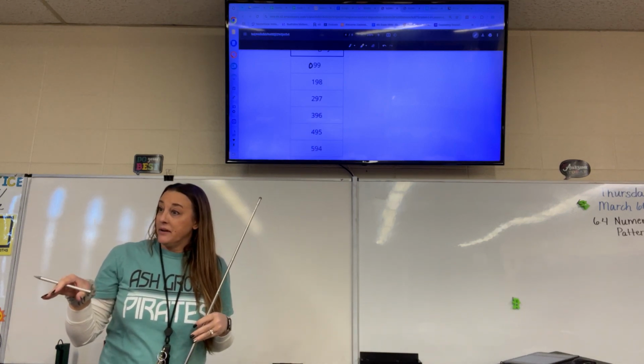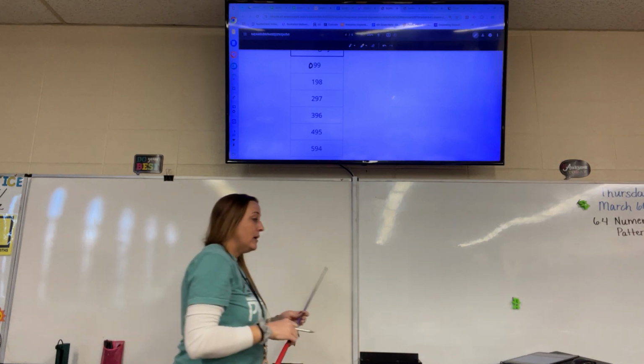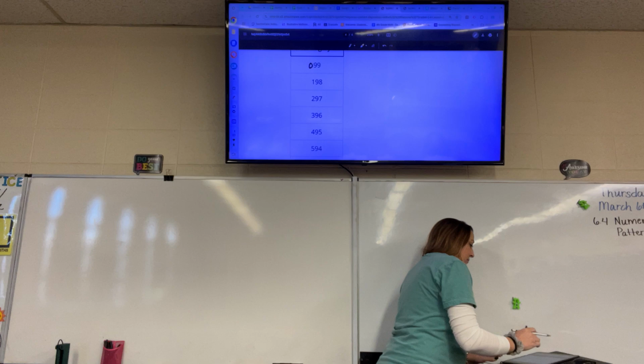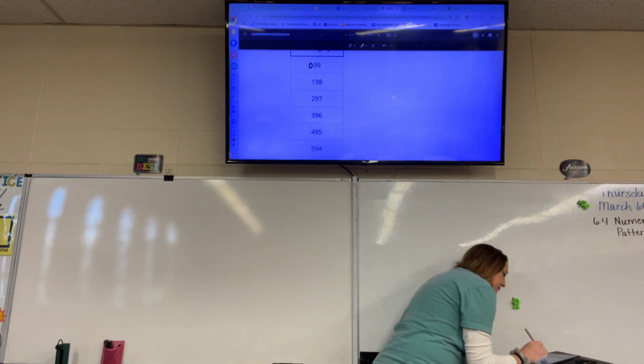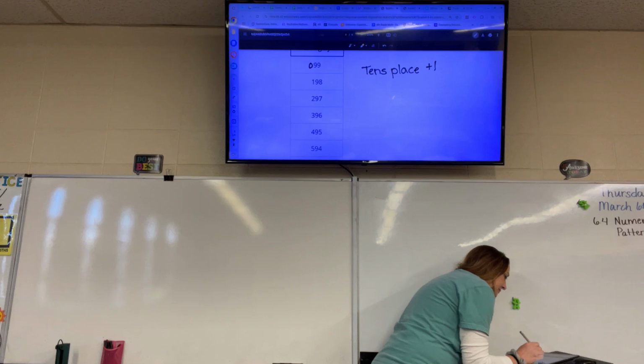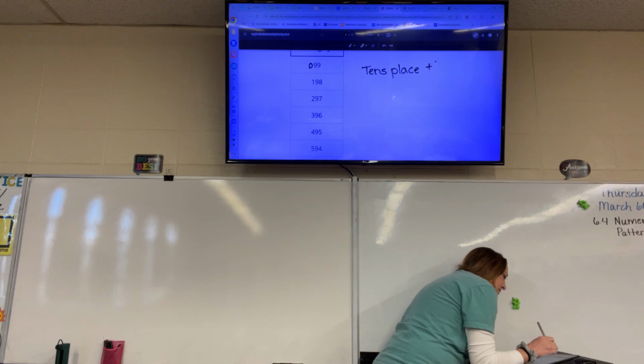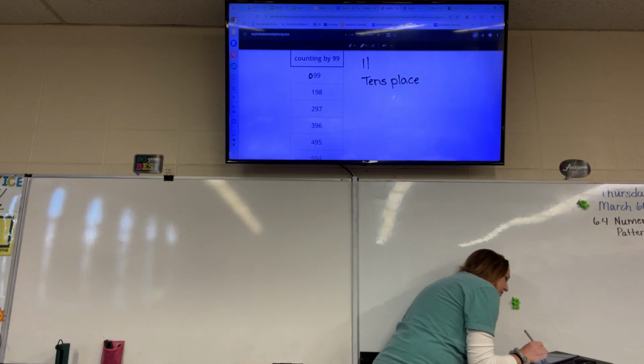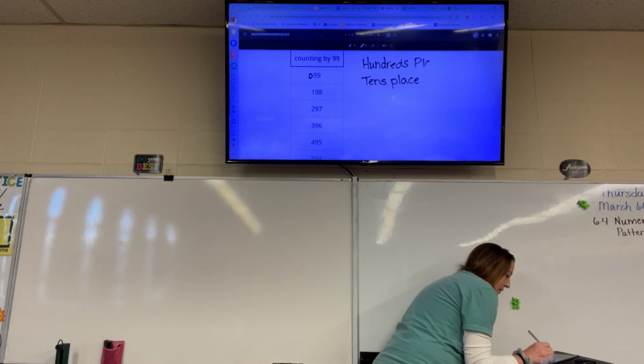So if you see that pattern and you know that, I'm going to write this down, but you don't have to, but you can if you want. So I'm going to write tens place. Adds 1. No. That would be hundreds place. So let me do something. Hundreds place, we add 1. Tens place stays the same.